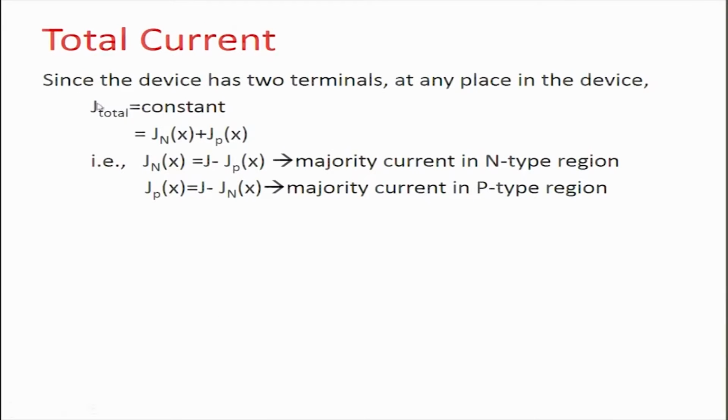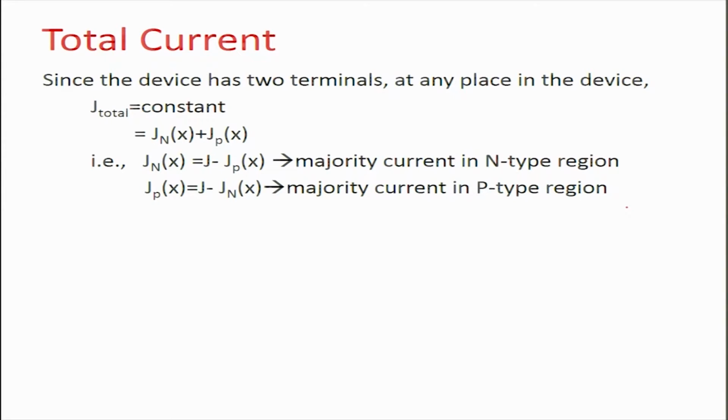So, the total current that we have in the device, since the device has two terminals, at any place in the device we can say J total is constant, which means it is equal to Jn(x) plus Jp(x). So, Jn(x) would be J minus Jp(x), that is the majority current in the n type region, and Jp(x) would be J minus Jn(x), that would be the majority current in the p type region.